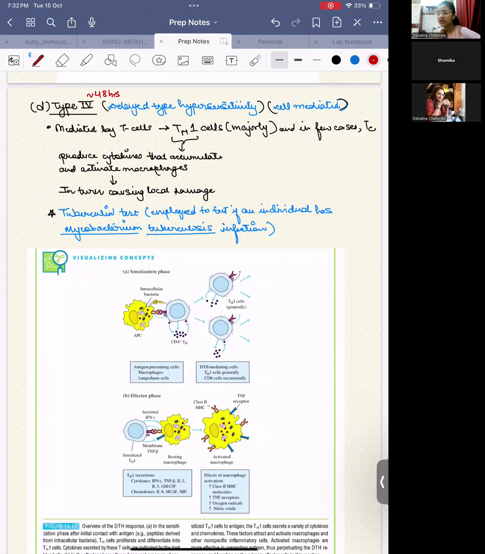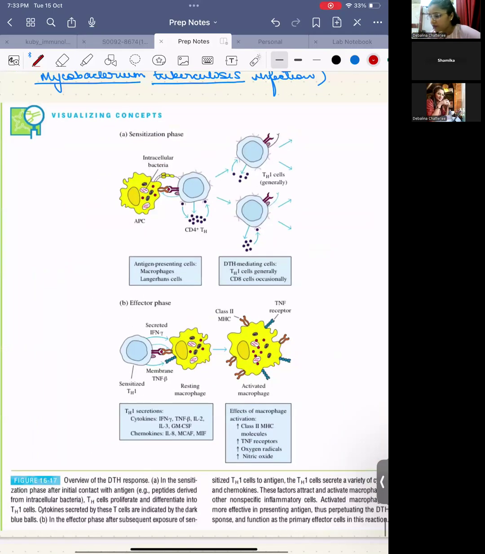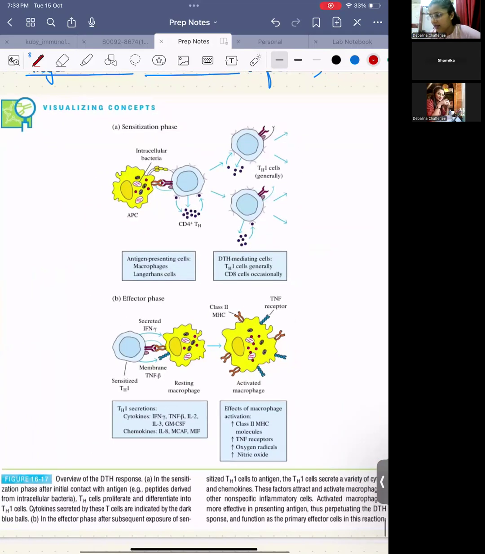How is that occurring? So Th cells are going to release cytokines. Because of these cytokines, it will bind and activate the macrophages, and we will have some sort of local damage that can happen. Let's try and understand how this local damage is happening. So the first phase again is your sensitization phase.